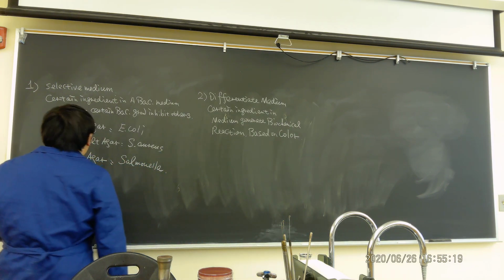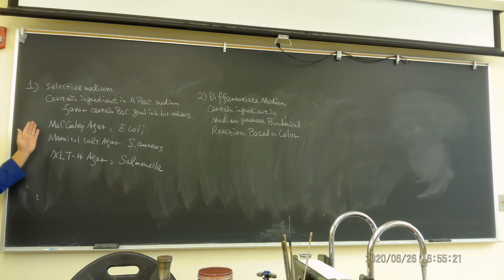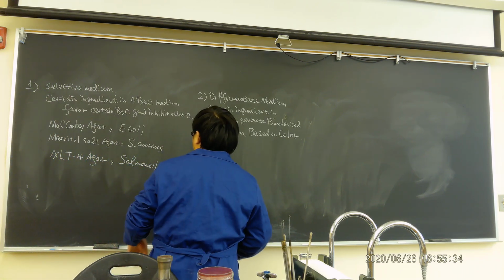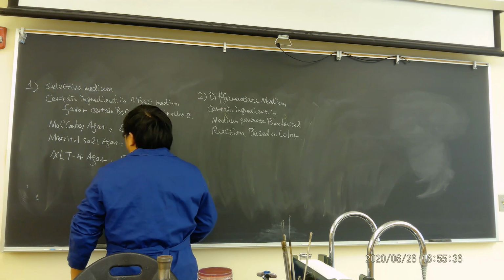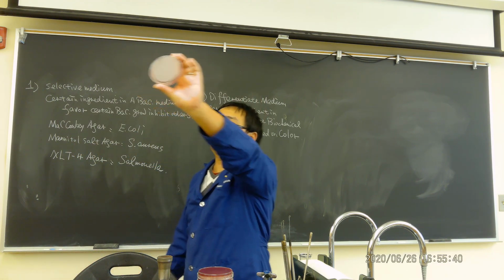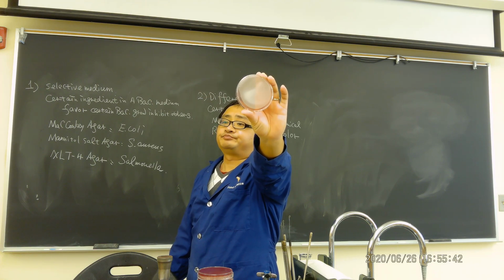And I want to mention this because MacConkey agar and Mannitol Salt agar are also differentiated media. So that's why I want to mention that concept too. Now we want to talk about these one by one. First of all, MacConkey agar is a purple color, looks like this.